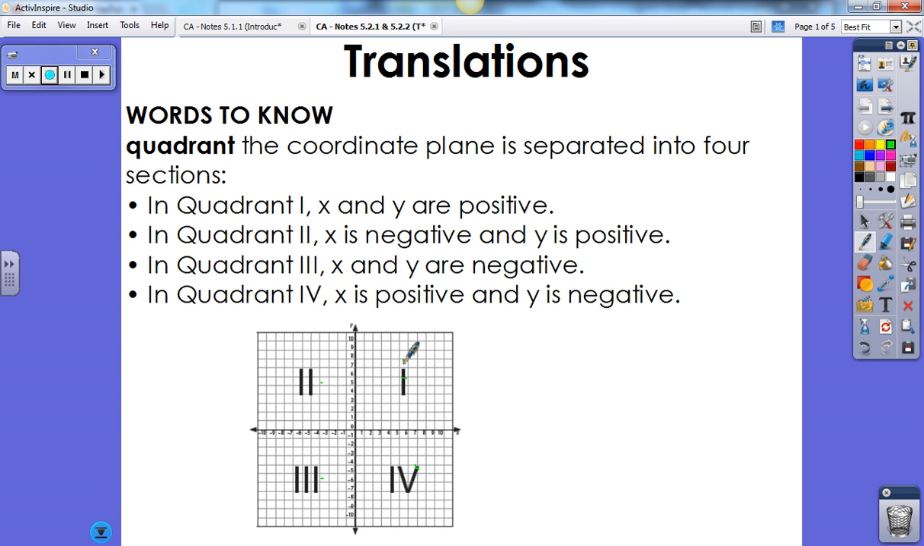In this first quadrant, both x and y are positive, so my coordinates would look like this. Both x and y are positive. In this quadrant, x is negative, but y is positive. In this quadrant, they're both negative. So notice in these two quadrants, first and third, they're both the same, both positive here, both negative here. And in this quadrant, x is positive, but y is negative. So it looks like that.